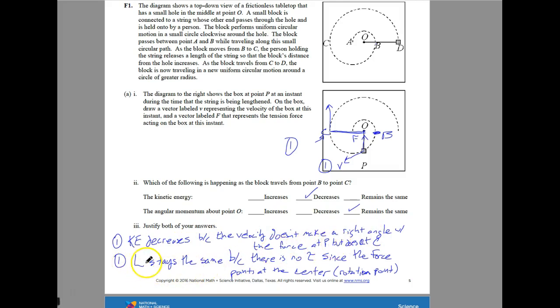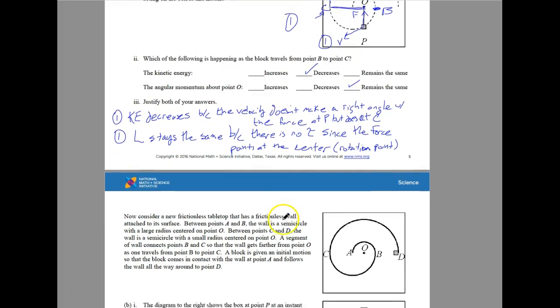And so the kinetic energy here decreases because the velocity does not make a right angle with the force at P. How about the angular momentum about point O? That remains the same. And the angular momentum remains the same because there's no torque since that force is pointing towards the center, around that rotation point. So that is the reason for both.